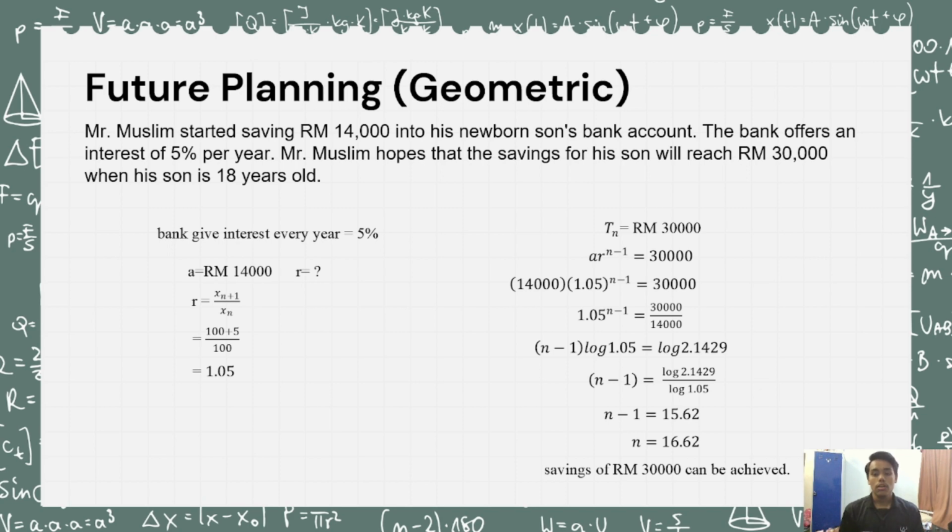And then use the log principle to bring the power of n minus 1 to the front. After that, bring log 1.05 to the other side to be divided. After getting the answer, bring minus 1 to the other side, and then we can get the final answer for n, which is 16.62. So the conclusion is the saving of 30,000 ringgit can be achieved before Mr. Muslim's son is 18 years old.